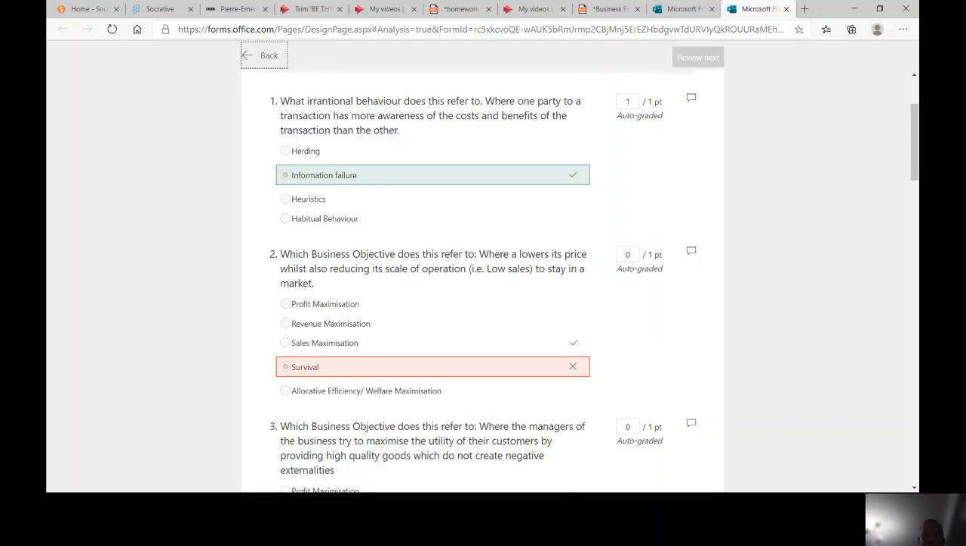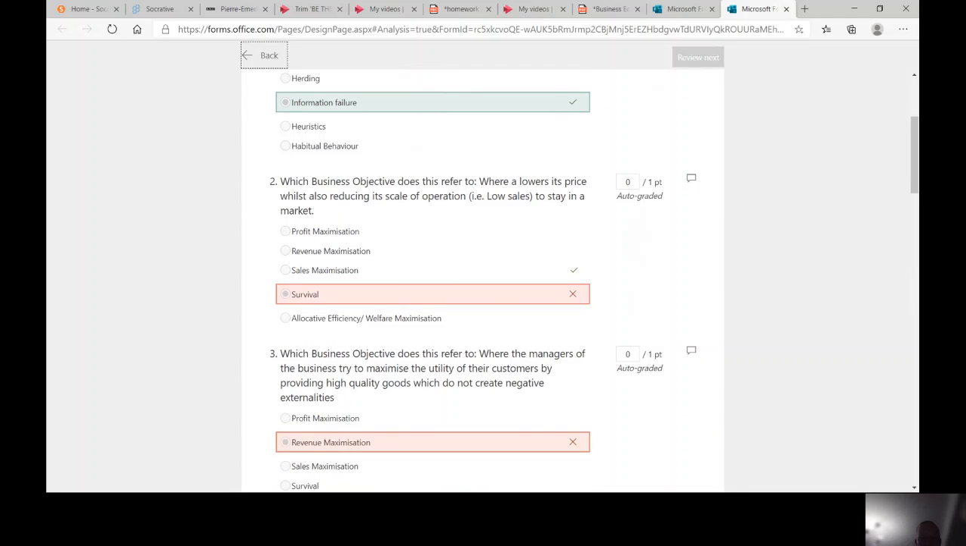If we look at part 2, it does have some of the same, or similar, questions in there. So the first is a definition of information failure. Business objective where it lowers its price to reduce its scale of operation. That answer is incorrect. And the answer that the student has given is correct. So I'm not sure how that's happened, but sales maximisation is an incorrect answer. Survival was the correct answer.